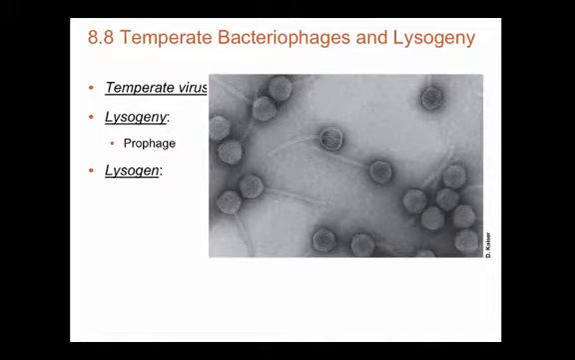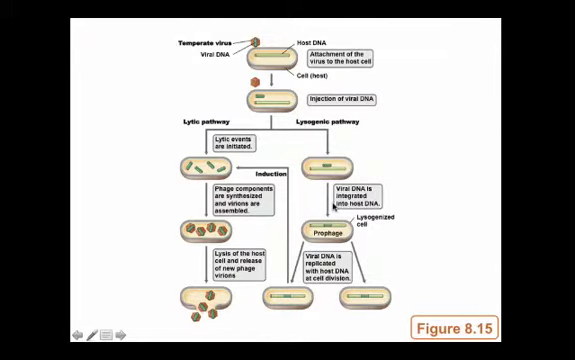The best understood of these is the lambda bacteriophage. And that's an electron micrograph of the lambda bacteriophage right here. So what happens here? Lambda bacteriophage binds to the outside of a cell. It releases its genome inside the cell, just like any other virus. And then, at least for lambda, there's this decision that has to be made. Do you make a whole bunch more virions here, or do you hang out?